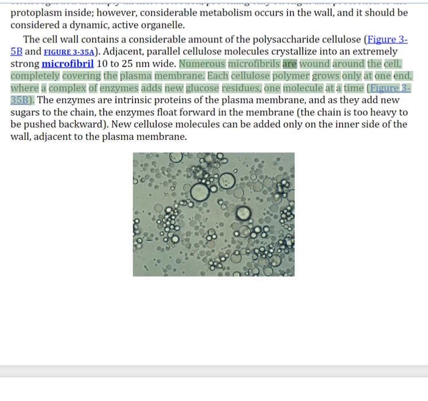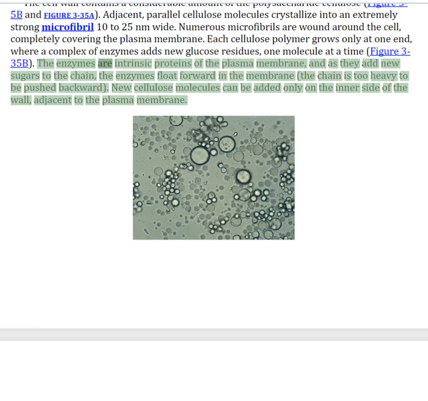Numerous microfibrils are wound around the cell, completely covering the plasma membrane. Each cellulose polymer grows only at one end, where a complex of enzymes adds new glucose residues, one molecule at a time. The enzymes are intrinsic proteins of the plasma membrane, and as they add new sugars to the chain, the enzymes float forward in the membrane. New cellulose molecules can be added only on the inner side of the wall, adjacent to the plasma membrane.